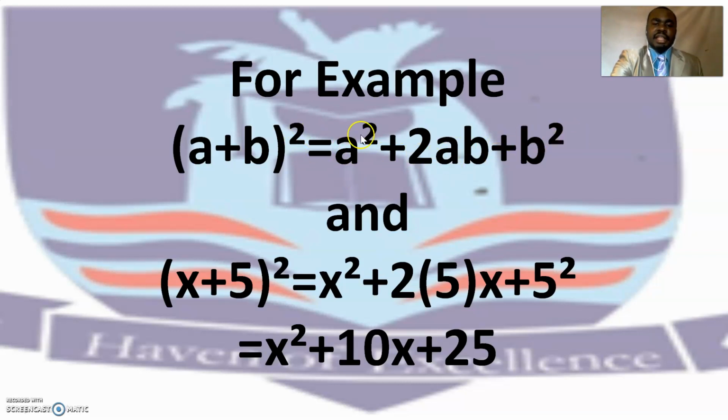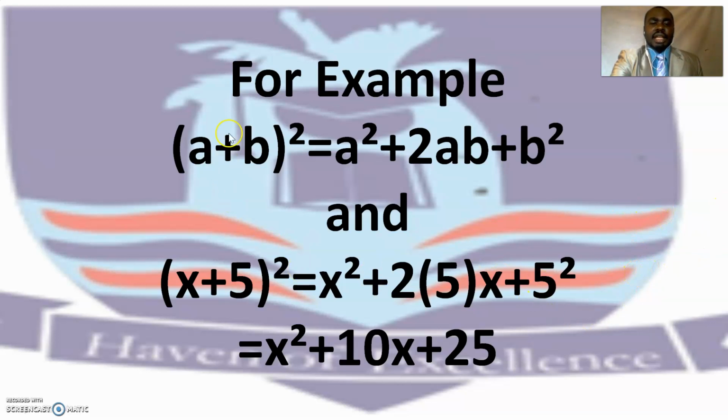While the power of a here is 2, the power of a here is 1, and the power of a here is 0 since a is non-existent. So the power of a decreases from 2 all the way to 0. The same thing we can see here. Our coefficients are 1, 2, and 1. The power of x is decreasing from 2 to 0, while the power of 5 is increasing from 0 to 2. So this can be used in expanding any binomial or making the expansion of any binomial very easy.